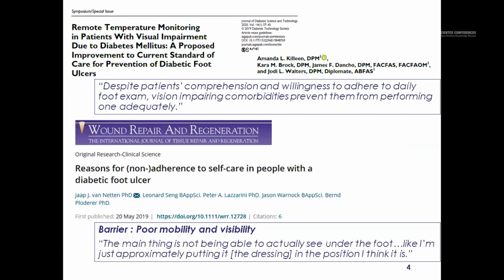Despite our effort to emphasize the importance of daily self-check to our patients and their willingness to adhere, diabetes comorbidities and complications like retinopathy and physical immobility due to obesity prevent them from daily foot examination.